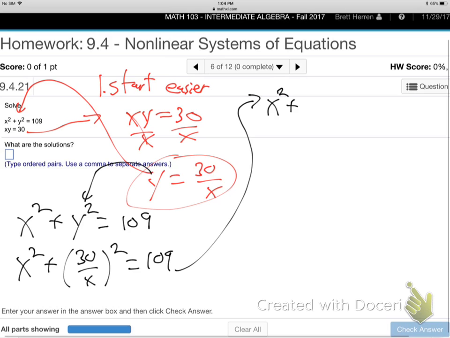Now, how do you square this part right here? Square 30 over x. You just square the 30, square the x. You can use your calculator. It just means 30 times 30, which is 900. And x times x, which is x squared. Is that good so far? I just squared the 30, squared the x.